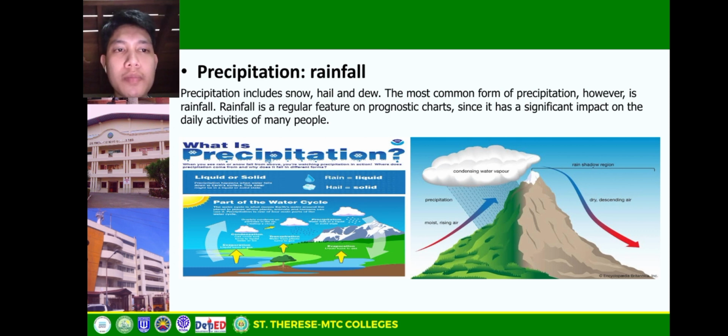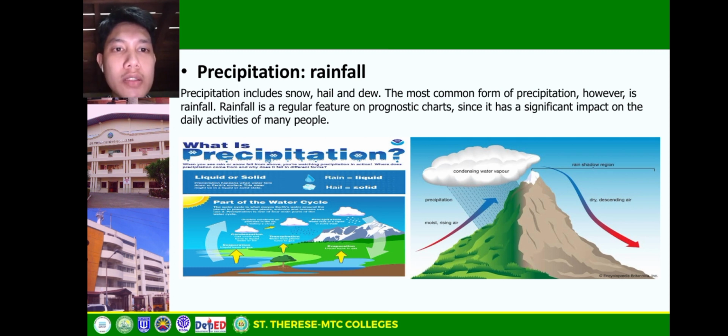Precipitation, rainfall. Precipitation includes snow, hail, and dew. The most common form of precipitation, however, is rainfall. Rainfall is a regular feature on prognostic charts since it has a significant impact on the daily activities of many people. On a prognostic chart, rainfall is usually shown using shading. This shading is often explained in the legend as representing the areas which received rainfall in the last 24 hours.